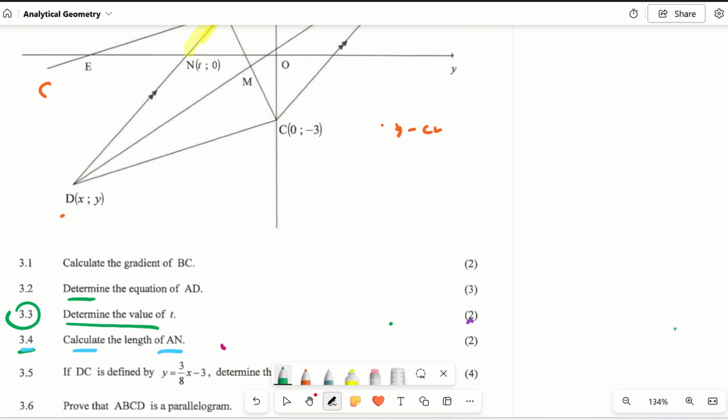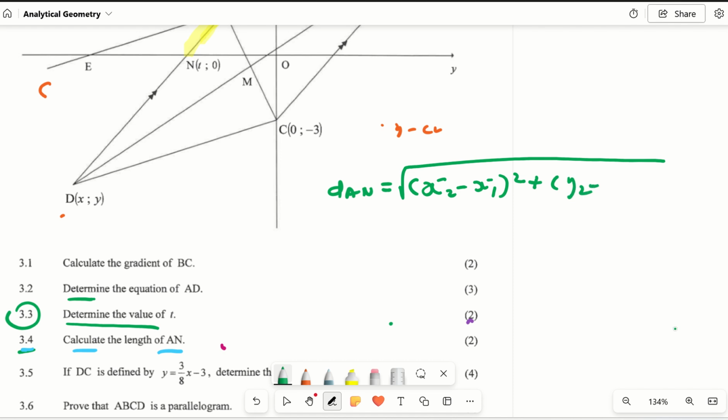The distance of AN equals this formula, which you must know by heart. Yes, it's in the formula sheet, but you must know it by heart. Why is it important? It saves time. You won't have to be paging through your question paper trying to find a formula. If you know it by heart, you're sorted. Now we're going to substitute. Let's take our A coordinates as our ones, and our N coordinates as our twos.